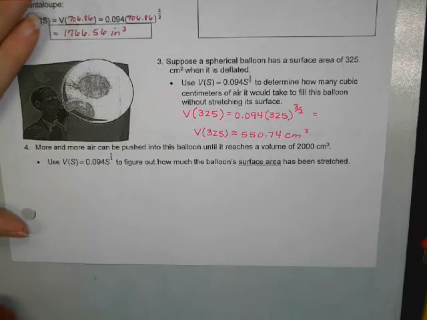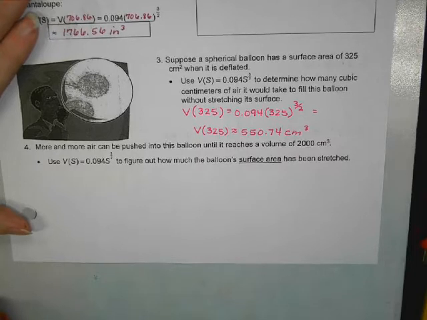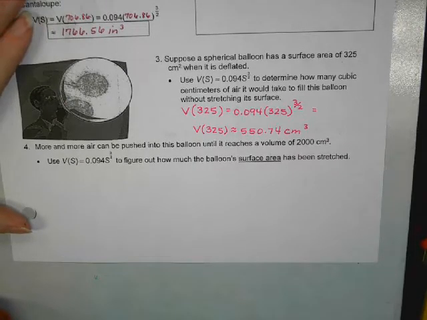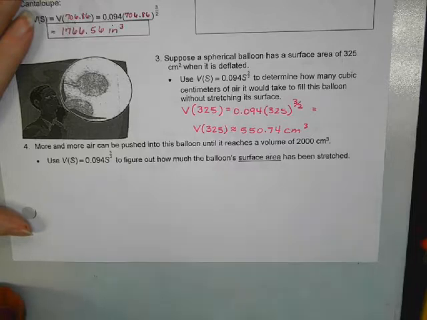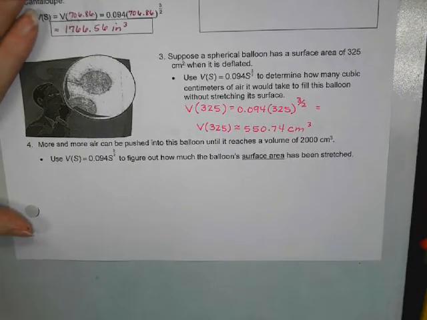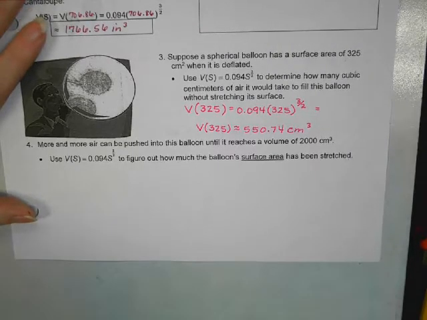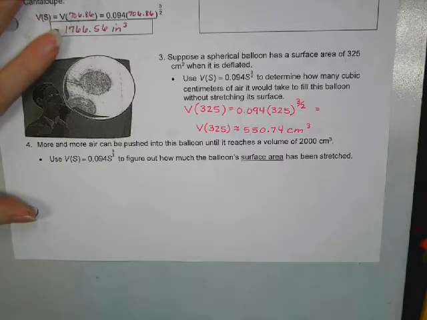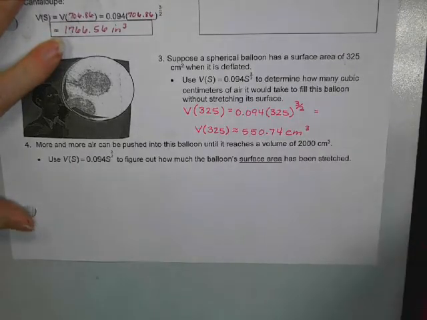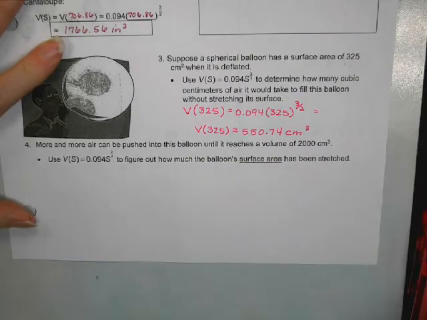All right, so number 4. On problem number 3, we only blew the balloon up until it was about to start stretching, but just till it was full, not starting to stretch. But on number 4, it's saying more and more air can be pushed into the balloon until it reaches a volume of 2,000 cubic centimeters. So they want us to use the formula to figure out if we blew it up to 2,000 cubic centimeters, what would the surface area be? So this time they're giving me a volume and they're wanting me to find surface area.